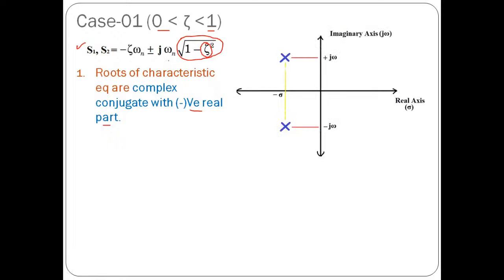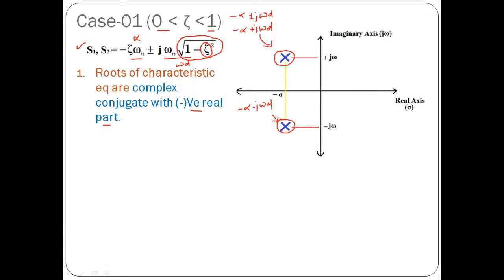And the location of these poles on the pole-zero plot will be like this. One pole will be available here, another one will be available here. See, this is nothing but your alpha, and this term will be your omega d. So it will be minus alpha plus minus j omega d. One pole is available at minus alpha plus j omega d, which will be this one, and another pole is available at minus alpha minus j omega d, which will be this one. That's it.